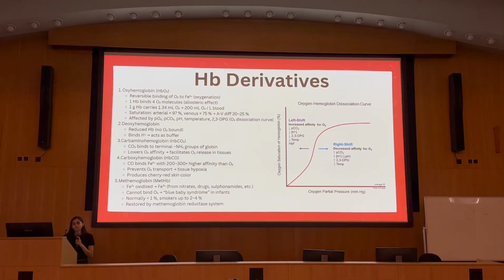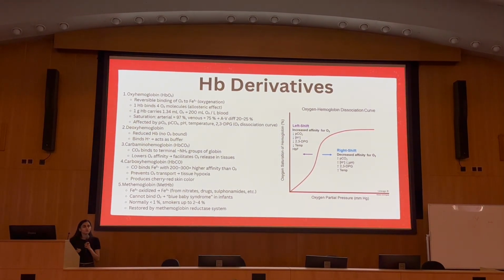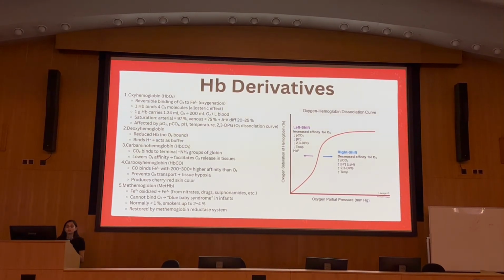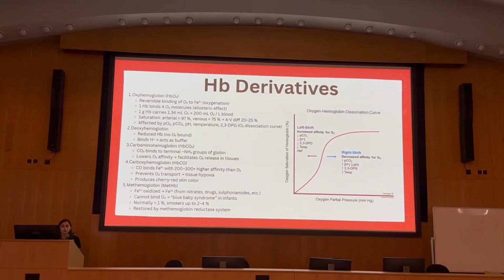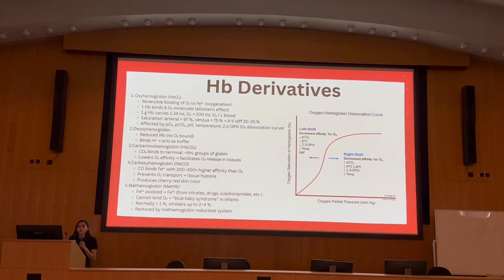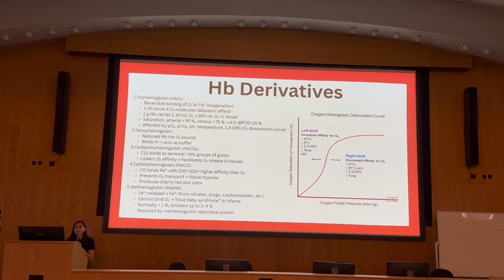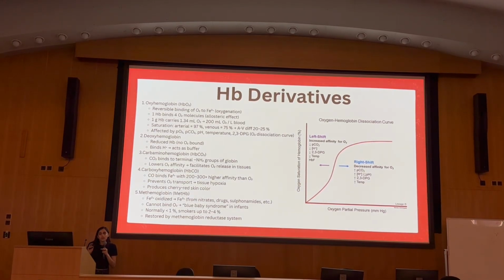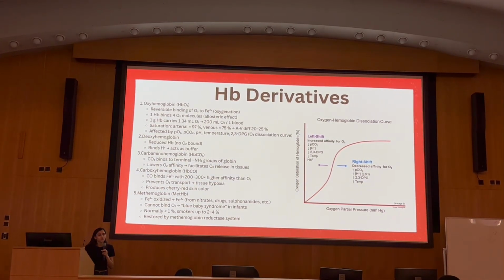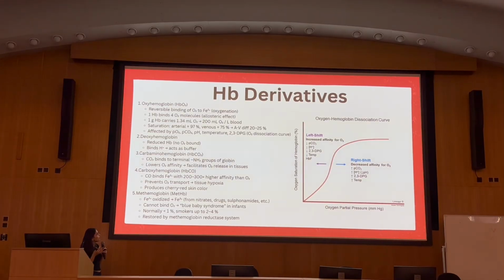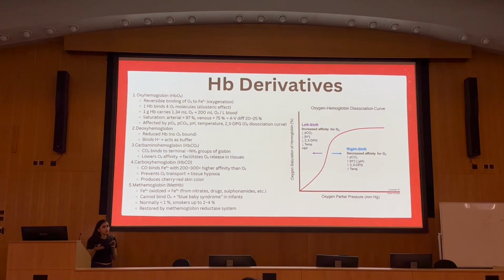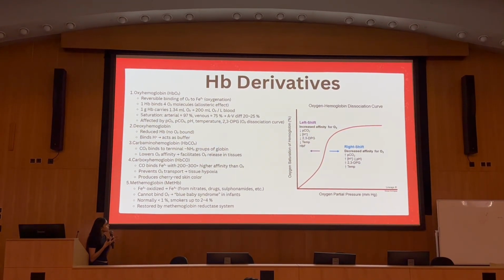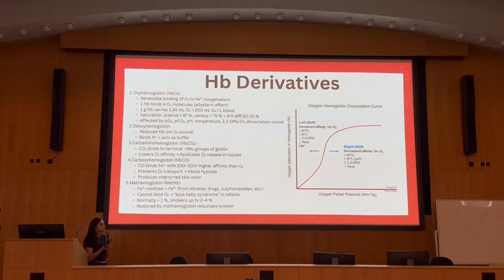Then we have deoxyhemoglobin. Deoxyhemoglobin just means that the hemoglobin doesn't have oxygen, so it's not bound to anything at this point. When it's not bound to anything, it can bind to H+, which means it acts as a buffer, so it can temporarily get rid of H+ in your blood when there is too much acid in your blood, which is known as acidosis.